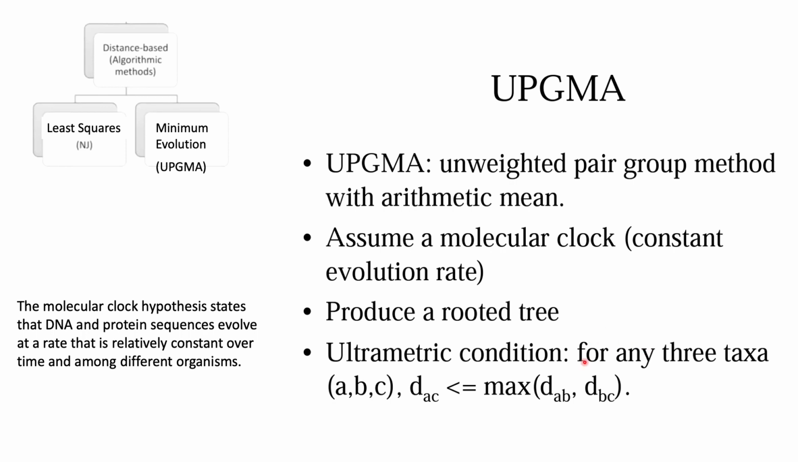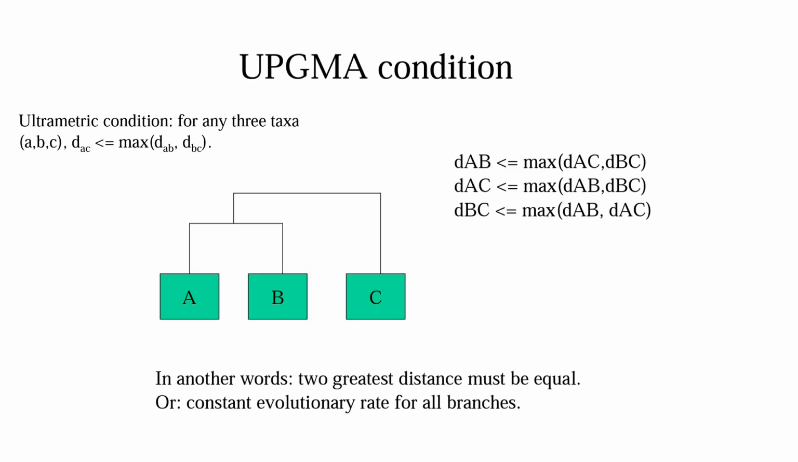So for example, researchers have used this molecular clock to estimate the age of the common ancestor of humans and chimpanzees. So this method is used to produce a rooted tree and is considered to be the simplest and the fastest method. It also assumes an ultrametric tree that satisfies the ultrametric condition, in which the distances from the root to every branch tip are equal. So in other words, the two greatest distances must be equal.